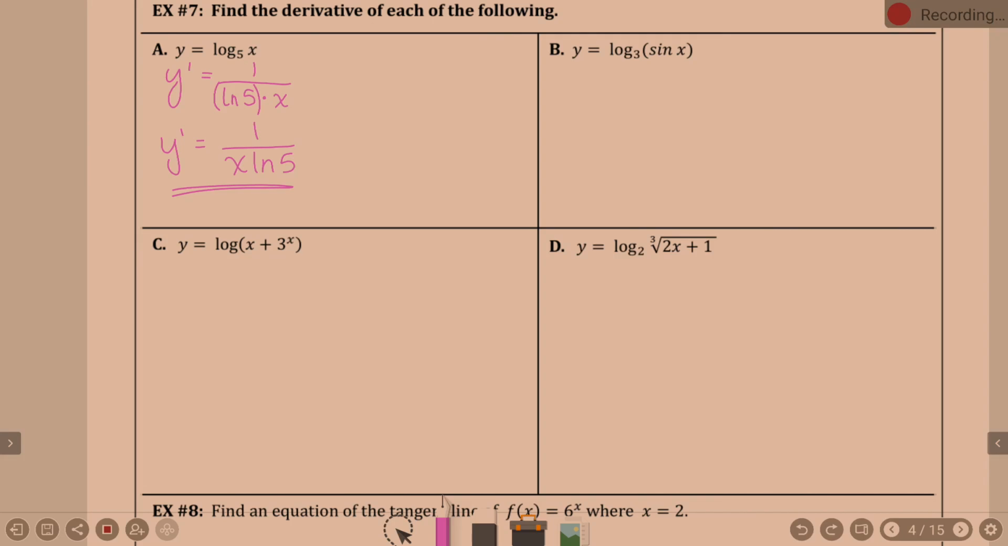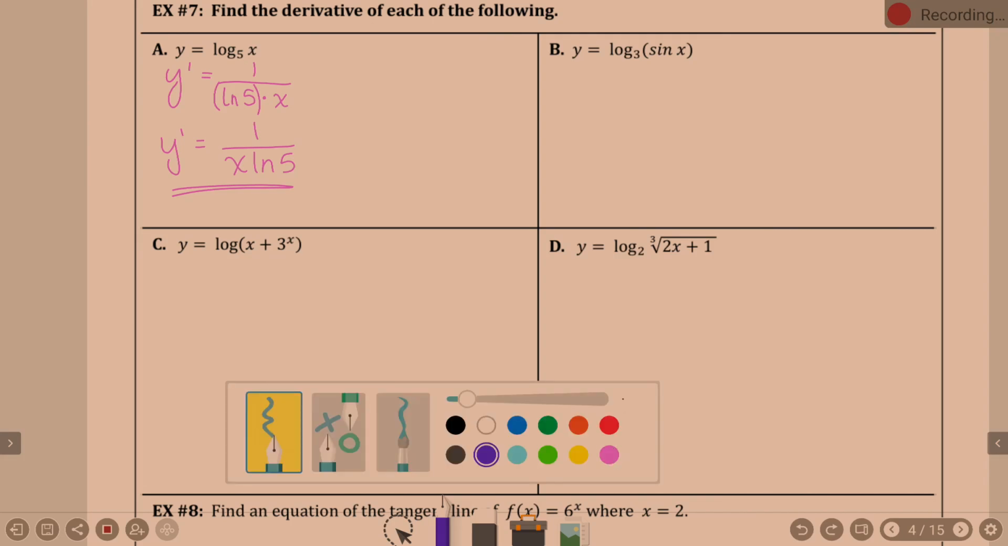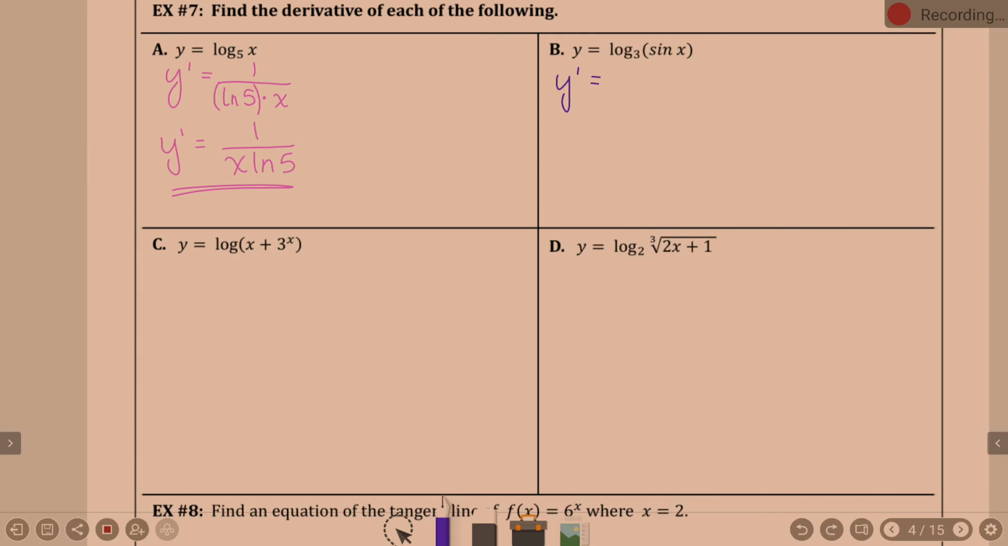What about B? Log base 3 of sine of x. 1 over natural log of the base, so natural log of 3 times the inside, which is sine x. Now, what do you know about sine x? There's a derivative to sine x, isn't there? Unless it's just x, you have to take the derivative. What's times the derivative of sine x, which is?